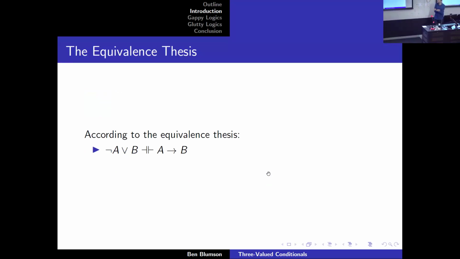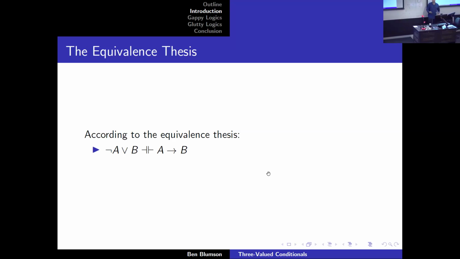So as I've written it here, this thesis has two halves. Not A or B entails if A then B, and conversely, if A then B entails not A or B. And as I think everyone here would agree, this thesis, although it's kind of orthodox or part of classical logic, is not very intuitive. So you might wonder, why would anyone accept this?